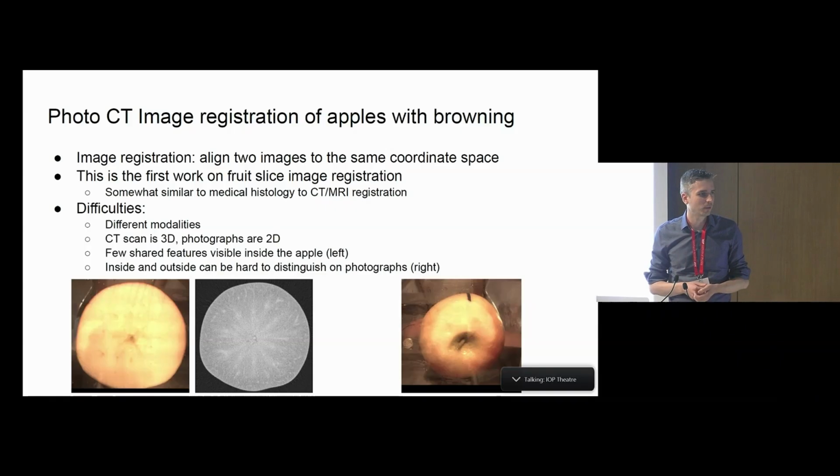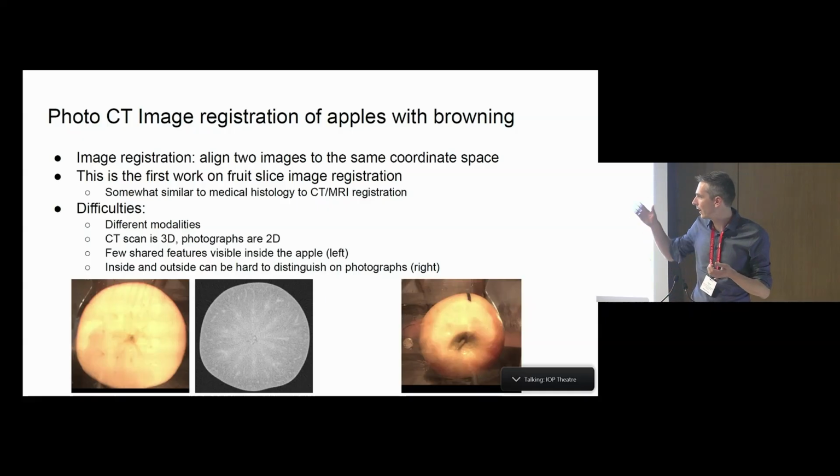First of all, you're working with 2 different modalities. So photographs are RGB color and CT scans are grayscale. CT scans are 3D and photographs are just 2D. So there are many ways a slice could be oriented in the volume. There are not that many features inside the apple. The core of the apple is quite clear, but for the rest, the region is relatively uniform, and where you can see things, they're not that easy to match between the photograph and the CT.